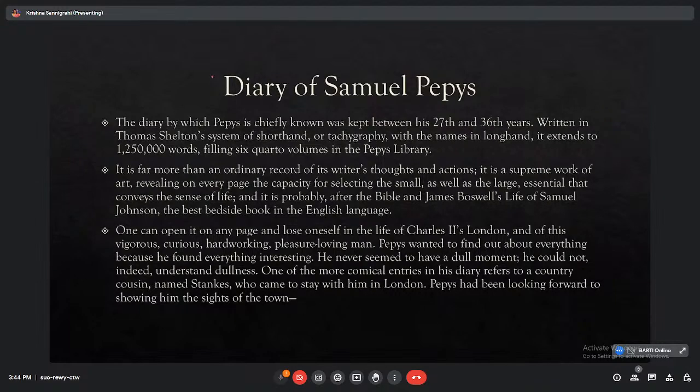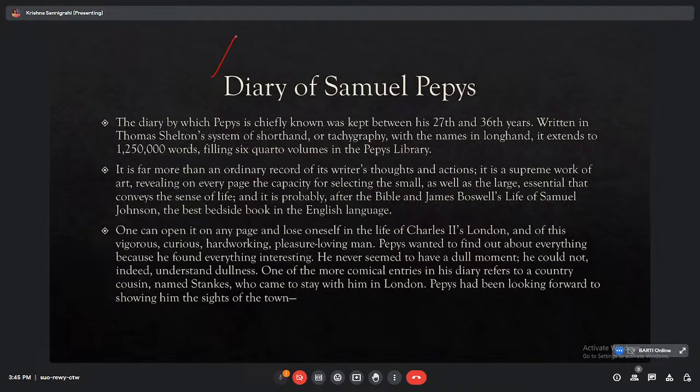Now, while we were discussing the various forms, we have discussed the diary as one of the subgenres, or one of the ways of creating non-fiction. So here we are discussing the diary of Samuel Pepys. The diary by which Pepys is chiefly known was kept between his 27th and 36th years. Written in Thomas Shelton's system of shorthand or tachygraphy with the names in longhand, it extends to 1,250,000 words, filling 6 quarto volumes in the Pepys library. So you can see the huge number of words which he has inserted into his understanding of what a diary is.